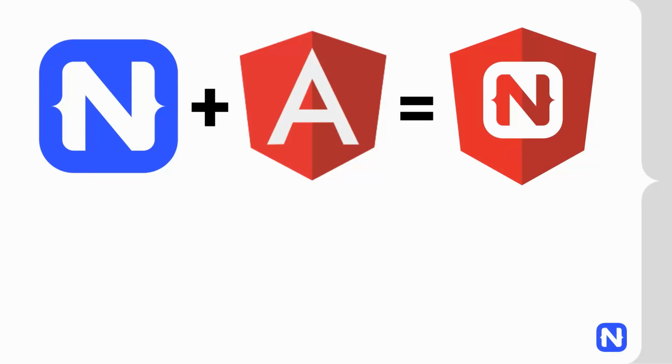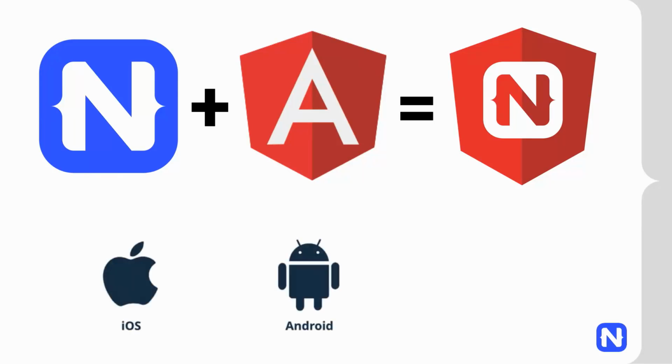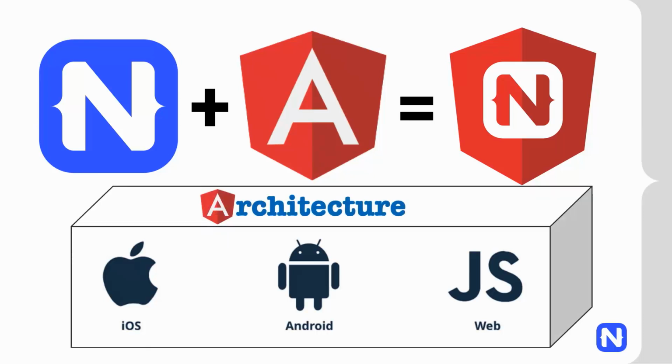Okay, so the way I envisage doing code sharing is through a combination of NativeScript and Angular, right? NativeScript gives me access to build for iOS and Android, while Angular gives me the ability to build web applications, okay? But not only that, Angular also gives me an architecture that is very code sharing friendly in so many ways. And I would like to explain some bits of that.